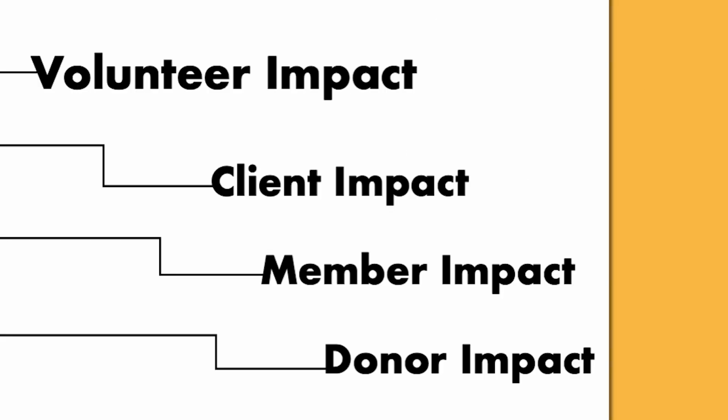So this is just an outline of those 4 products that we have. The important thing with these 4 products is member impact and donor impact can be kind of standalone. Members, obviously, for organizations that have members as well as volunteers, and donor for organizations that have donors as well as volunteers.